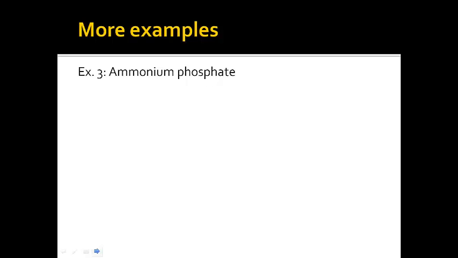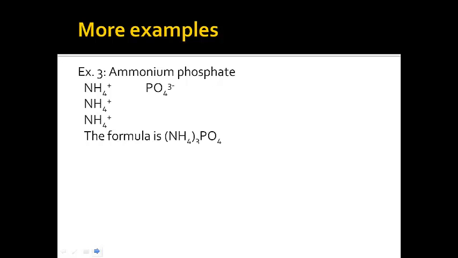Let's look at the last and most complicated example: ammonium phosphate. Ammonium is the one you need to recognize. It's a polyatomic ion with a positive charge, so it has a charge of +1. Phosphate has a charge of -3. You can see that these don't balance, so we need to add 2 more ammonium ions to get a total positive charge of +3. Therefore my ammonium ions and my phosphate ion add up to 0, so I can now write the formula, which is (NH4)3PO4, with brackets around the ammonium ion.